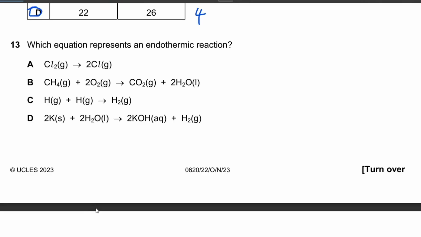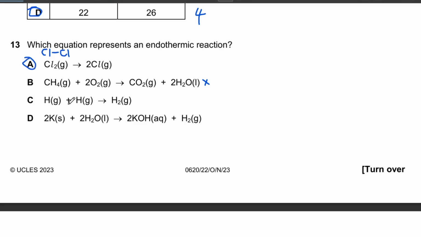Question 13. Which equation represents an endothermic reaction? So endothermic reaction, energy is absorbed. So we are looking at a reaction that does not release energy to the surrounding, but rather absorbs energy. So automatically our option B is out because option B is burning, so it's exothermic. And look at option A, it is bond breaking. You are breaking the bonds between these two chlorine. And in bond breaking, energy is absorbed. So that means that our answer is A.